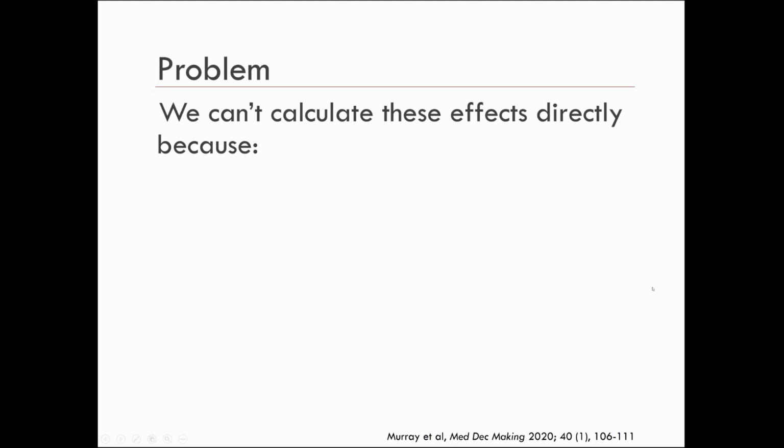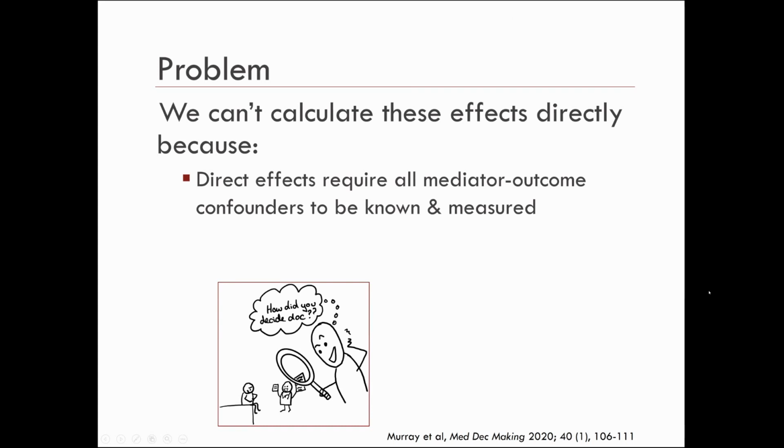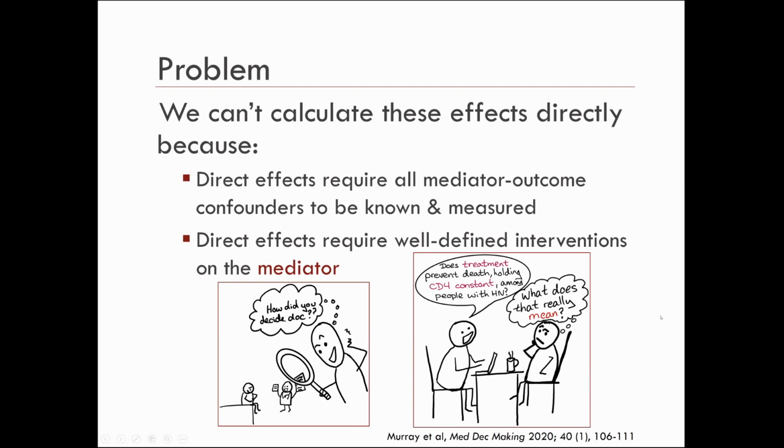But we can't calculate these effects directly, because direct effects require that we know and measure all mediator outcome confounders. And we actually know for sure that we don't have several important CD4 count outcome confounders in our HIV causal data set, because that's not necessarily the focus of that data set that was collected. The second piece is that we need direct effects to have well-defined interventions on the mediator. And now the problem is, what does it mean for treatment to prevent death holding CD4 constant among somebody with HIV? We have no way to hold CD4 count constant if we give someone treatment versus if we don't give them treatment. And so we have no way to understand what that effect would mean and how to answer that question.